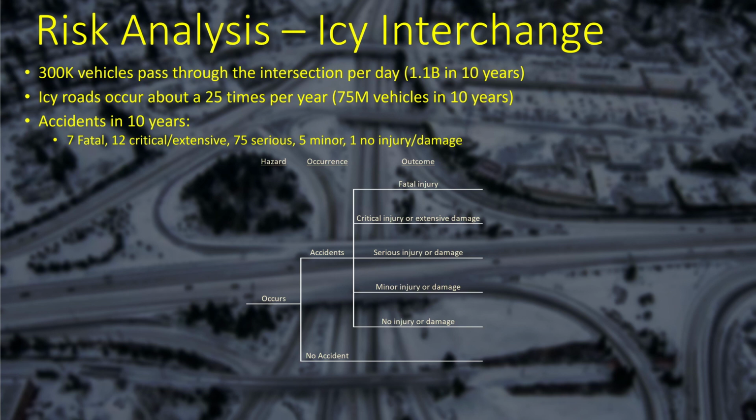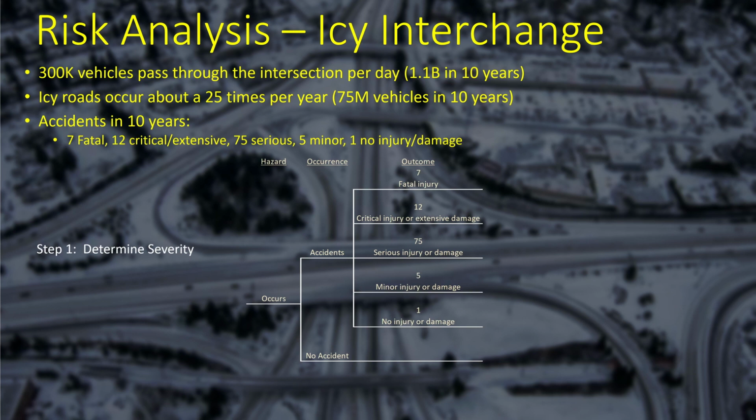And you can see we have the entire spectrum covered near the bottom where there's no injury and no damage, probably the best case scenario. And then at the top, you can see one of the worst cases, or possibly the worst case, that being a fatal injury. So what do we do with this? Well, we start by taking some of the data that we have and simply entering it into our tree.